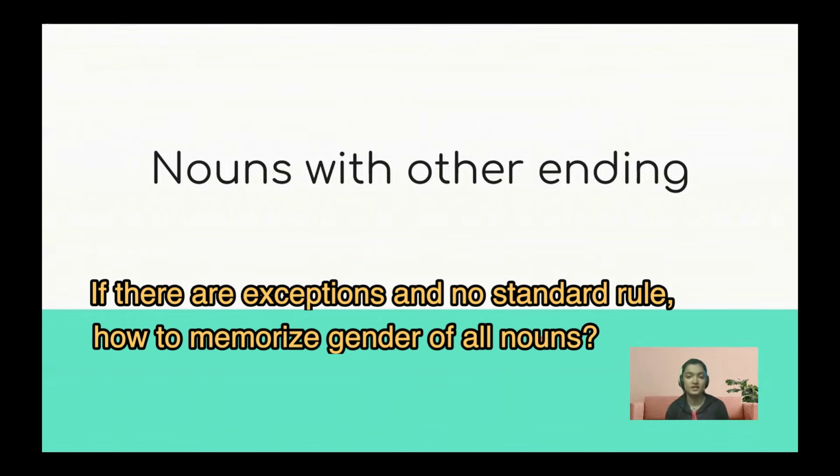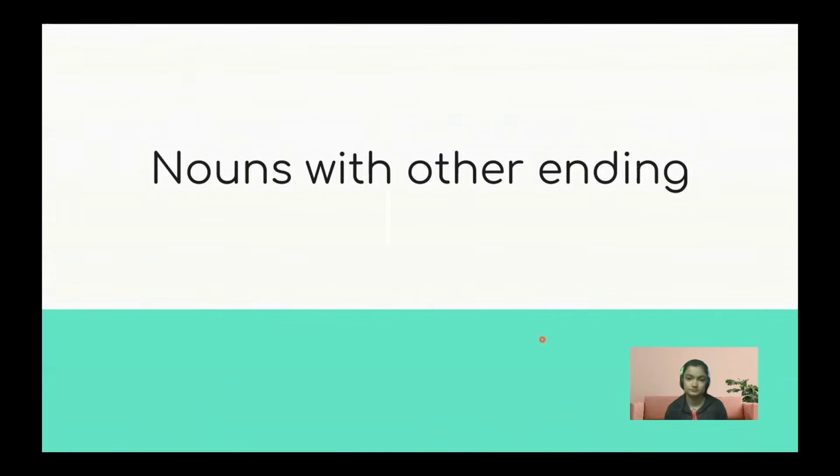Now your another doubt or question could be that if there are no set rule or standard rule to identify gender in Hindi language, if there are so many exceptions and these three categories, how to tell, how to identify and memorize these? Because there are so many objects, which means you'll have to learn gender for each and every object. Is that so?